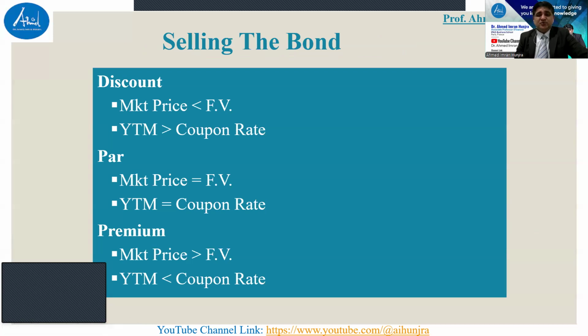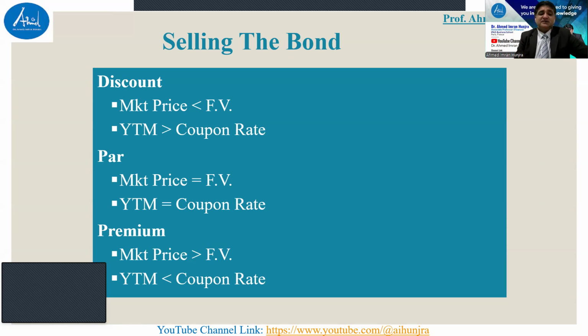Before talking about yield to maturity, we need to understand the trading pattern of a bond. A bond can be traded at a discount, at par, or at a premium. So what is discount? When the market price, meaning the price at which the bond is traded, is less than the face value which the investor will receive at maturity. If today's price is less than face value, we say the bond is traded at discount. This is a very basic point for your understanding as well as for calculating YTM. This distinction between discount, premium, and par will help you identify the YTM.